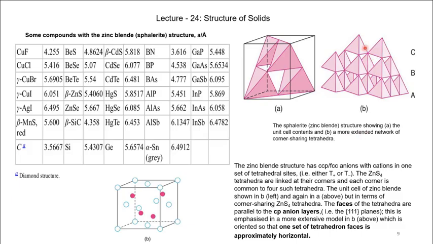We can see here how the tetrahedra are being arranged. Okay, so we will see the arrangement. The tetrahedral faces are approximately horizontal here. This is the unit cell showing the polyhedra sharing corners, how it is arranged. So here we also have some compounds with the zinc blende structure with their cell parameters, and a number of copper oxides, copper halides, and you can see boron nitride, boron phosphide, boron arsenide, aluminum phosphide. These are the structures, and here is the unit cell arrangement of this structure.